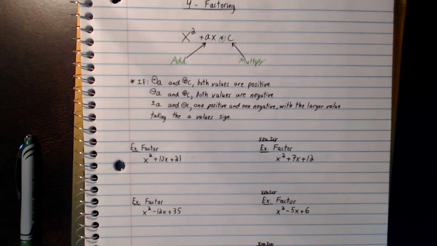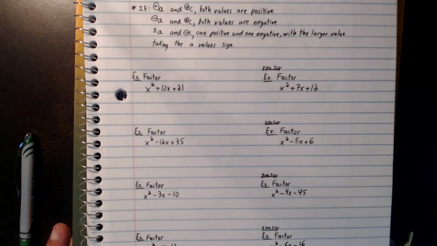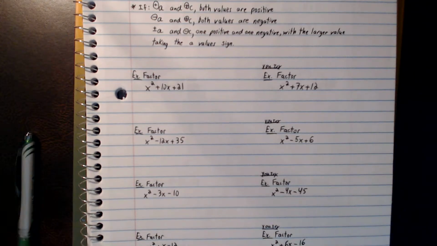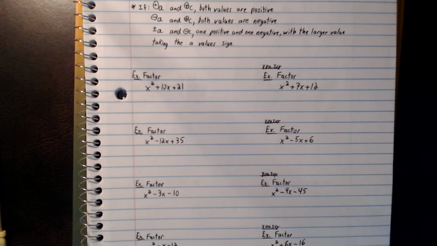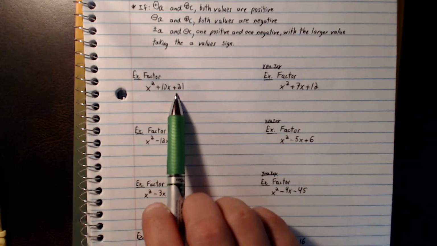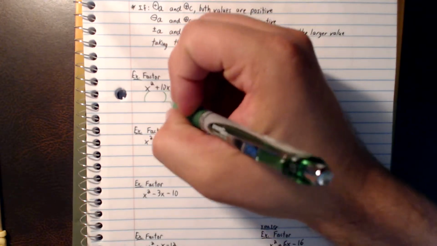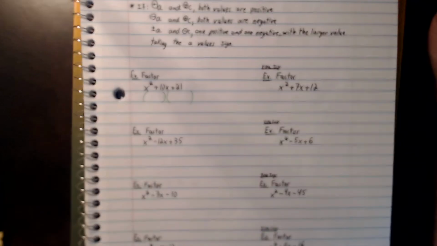Okay, I believe I set these up in order of how I have them listed out here. I did. Yes, I did. Perfect. Okay, so let's check the first one, right? I have a positive A and a positive C. So I need two terms that multiply to 21 that will add to 10.